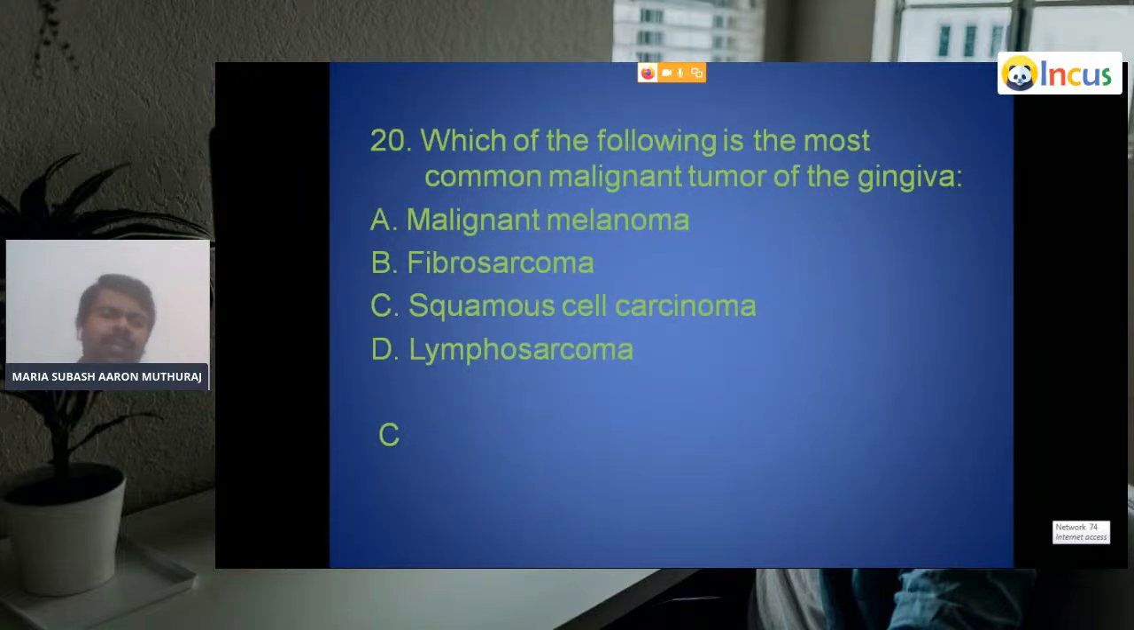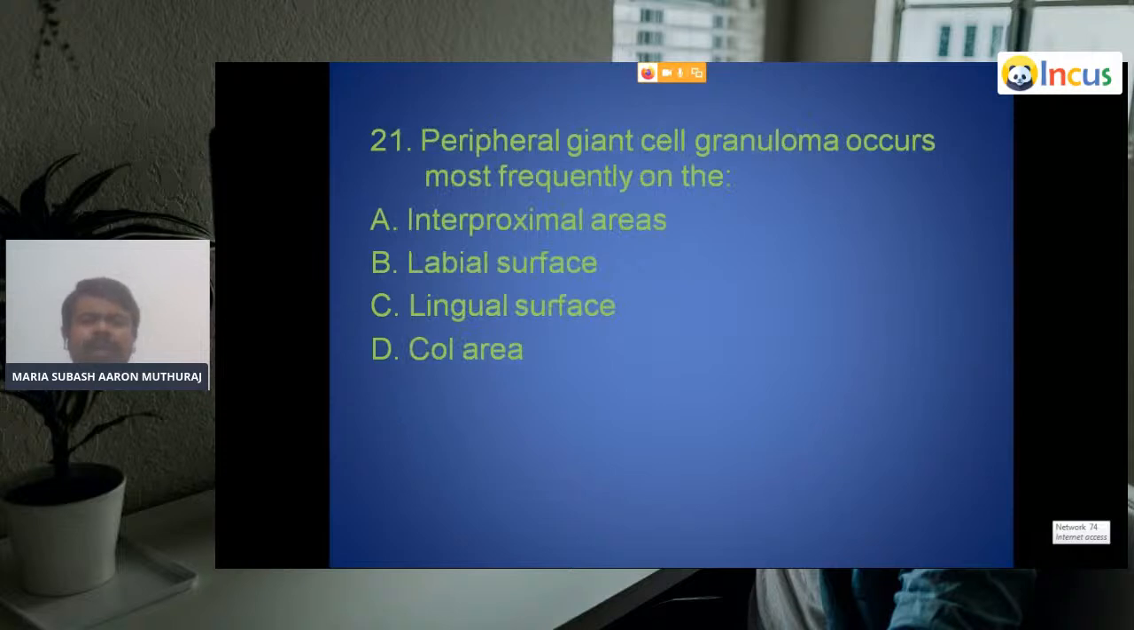Therefore, the answer should be the most common malignant tumor of the gingiva will be squamous cell carcinoma. Peripheral giant cell granuloma: there are two types, peripheral giant cell granuloma and central giant cell granuloma.